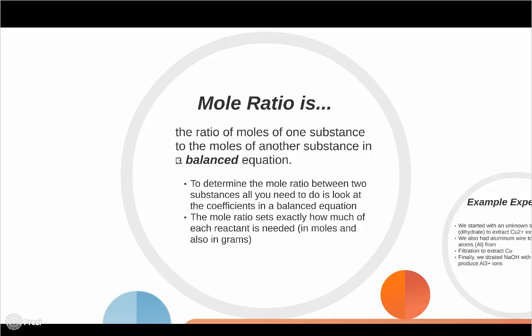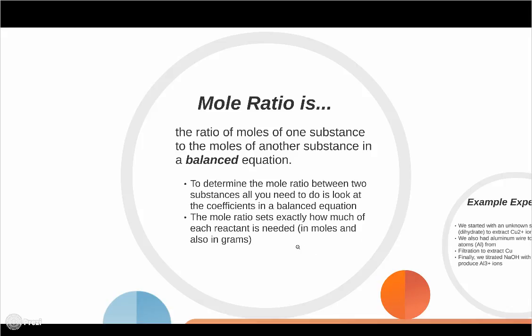It is the ratio of these different substances in moles, and the key point here is that it will be found only in a balanced equation. And as long as the equation is balanced, all you need to do is take the coefficients of whatever substances are in question, and those will make up your mole ratio. Those will make up the moles of that substance, and from there you would understand the ratio of that one substance to another substance in moles.